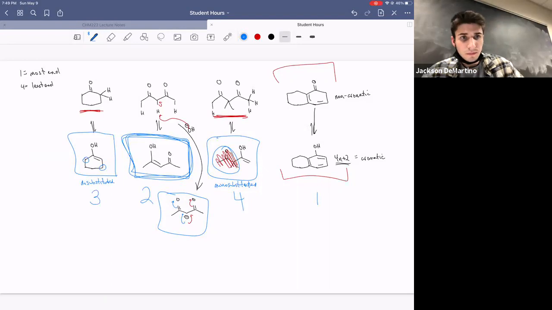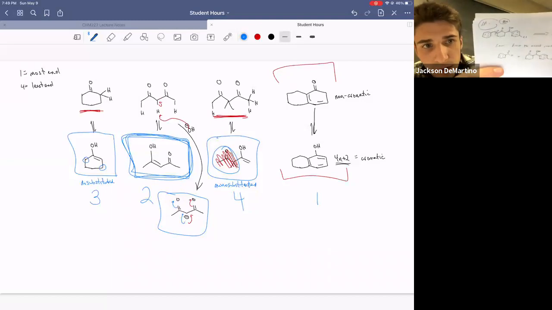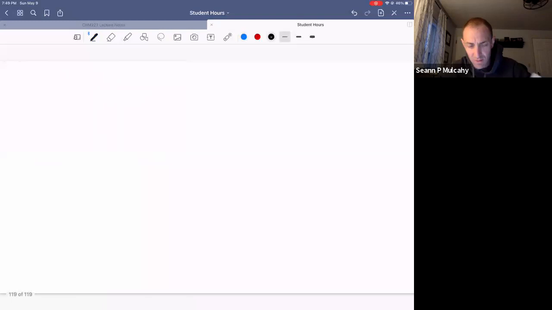Dr. Mulcahy? Yes, go ahead. For one of the retrosynthesis problems that you did in office hours, I have it written down. I don't know if you can really see it. It had that three-ring system with benzene. Let me just draw it. Hold on. Something like this. Was it chloro? Like that? Is that it?